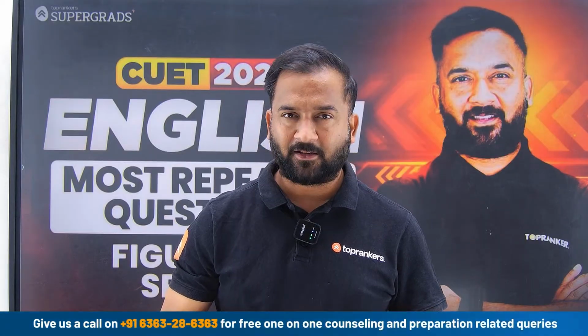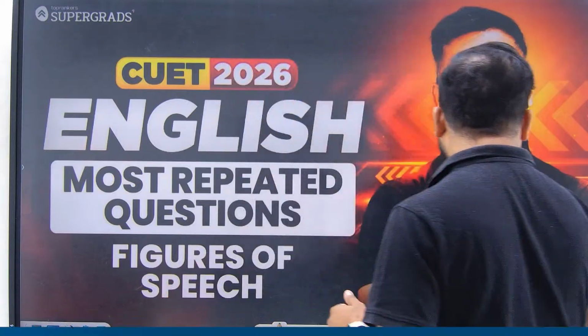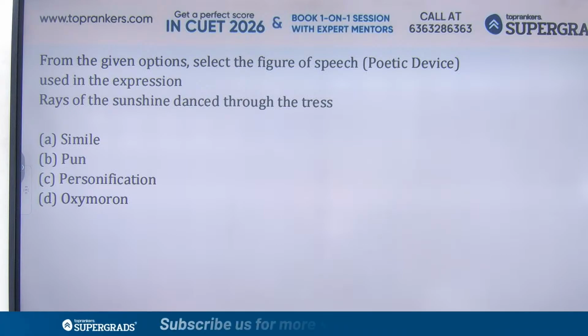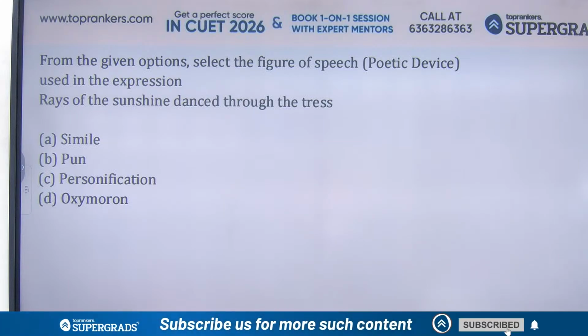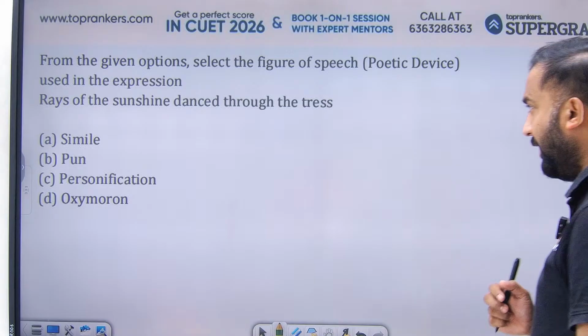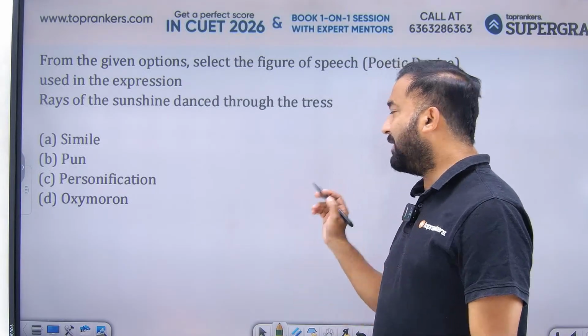Let's quickly begin with the first question, students. And here is your first question, guys. So here is our first question for today's session. Rays of the sunshine danced through the trees.